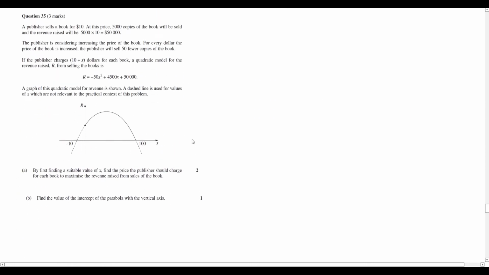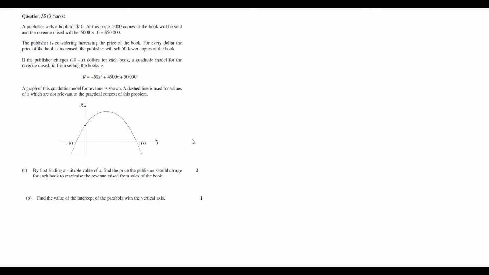35. So a publisher sells a book for $10. At this price, 5,000 copies of the book will be sold, and the revenue raised will be 5,000 times by 10, so $50,000. The publisher is considering increasing the price of the book. For every dollar the price of the book is increased, the publisher will sell 50 fewer copies of the book.